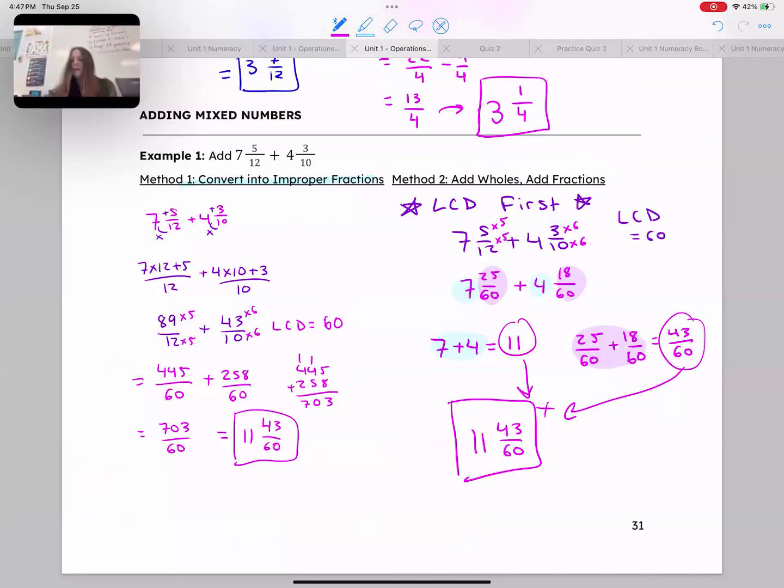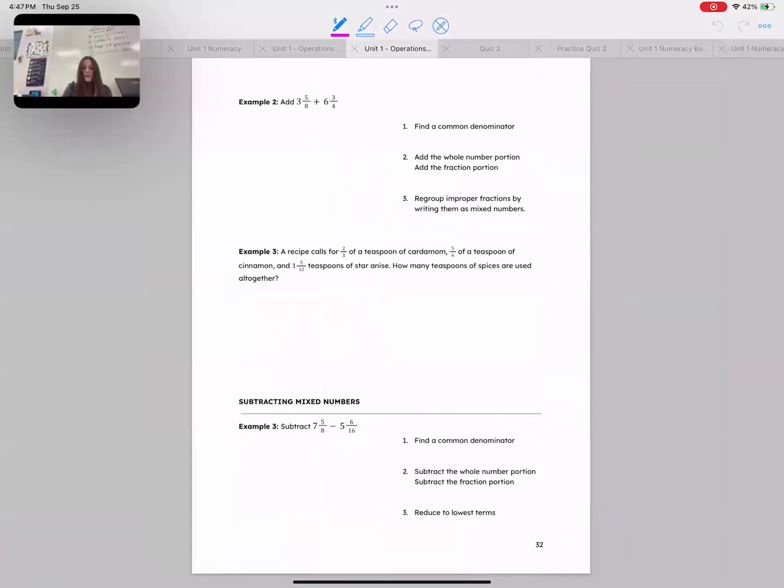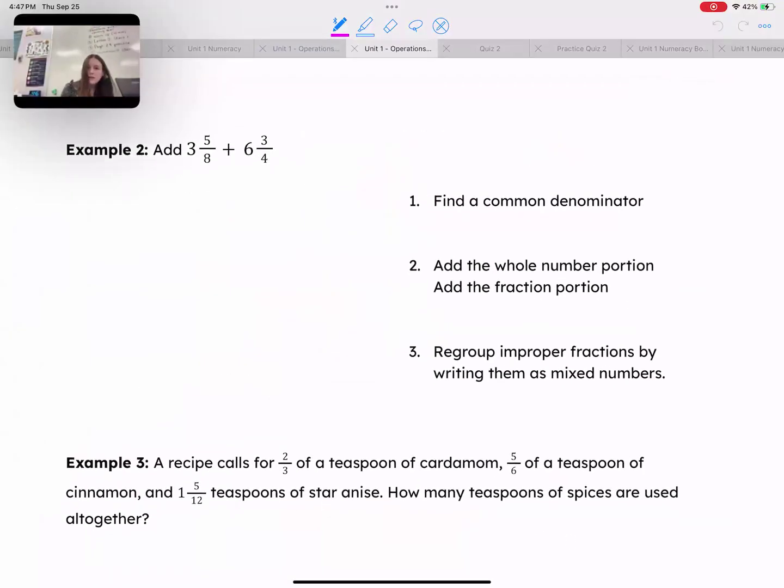All right, let's go to the next page. So let's do another example here. We've got 3 and 5/8 plus 6 and 3/4. And we want to first and foremost find a common denominator. We're looking at our denominators here, 8 and 4. And our common denominator is going to be 8.